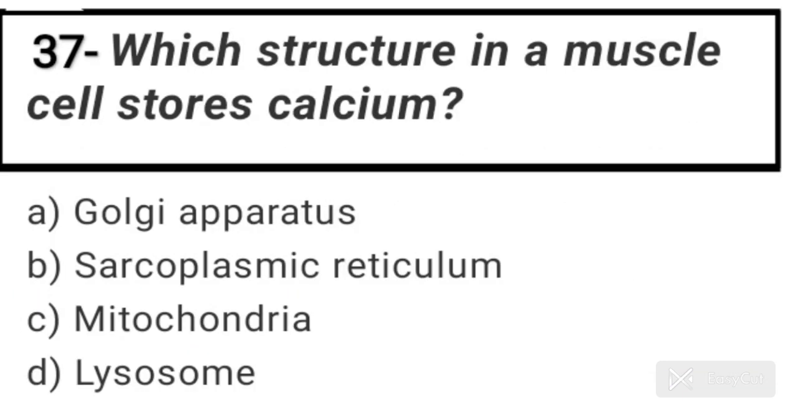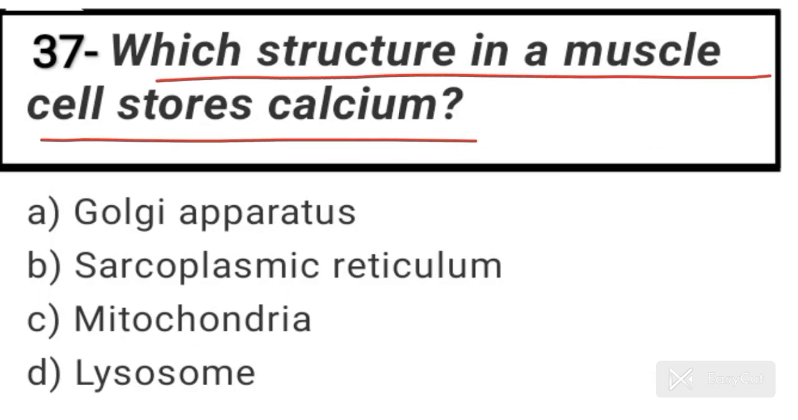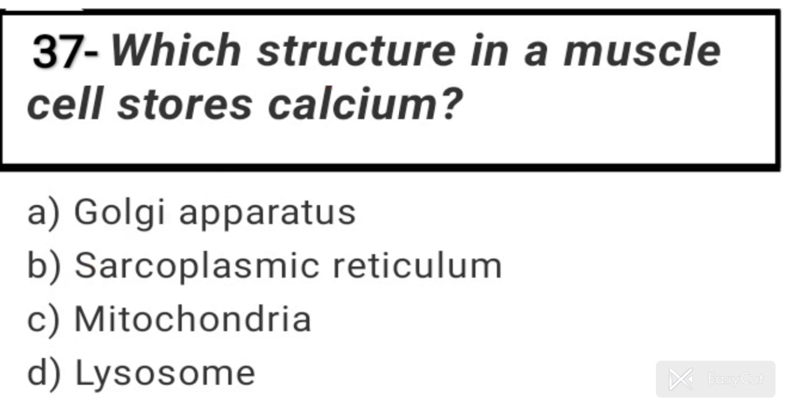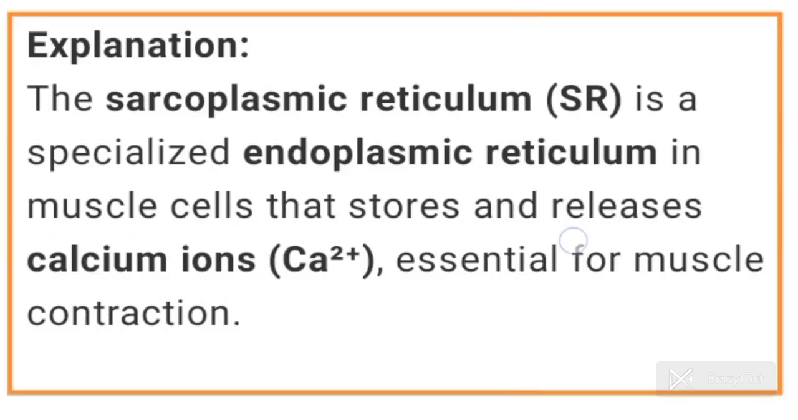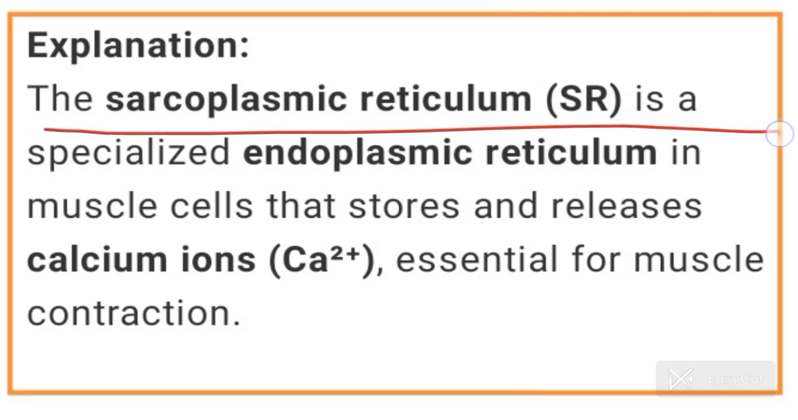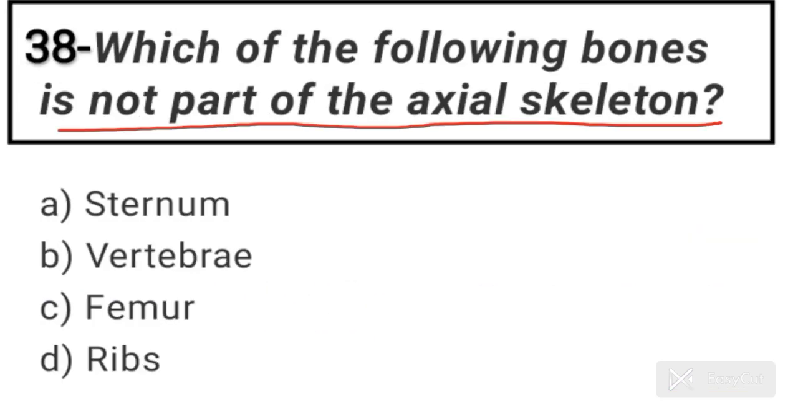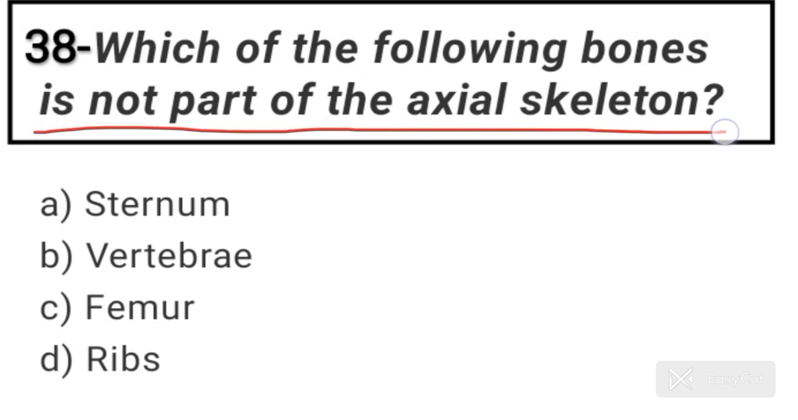Question number 37. Which structure in a muscle cell stores calcium? So the endoplasmic reticulum, that is sarcoplasmic reticulum of the muscle fibers, is the storehouse of calcium ions. So option B is correct for question number 37, that is sarcoplasmic reticulum. The sarcoplasmic reticulum is a specialized endoplasmic reticulum in muscle cells that stores and releases calcium ions essential for muscle contraction.